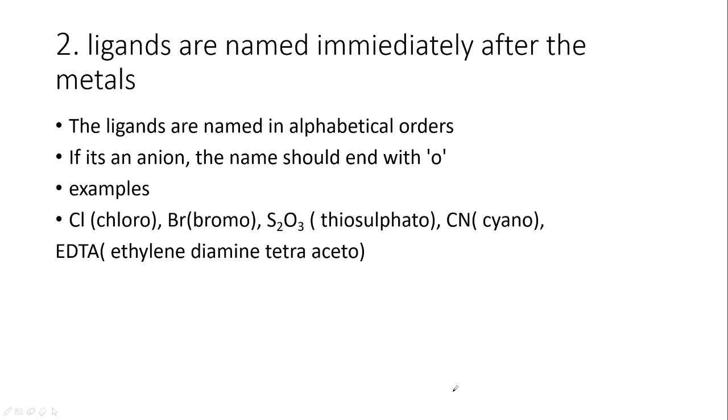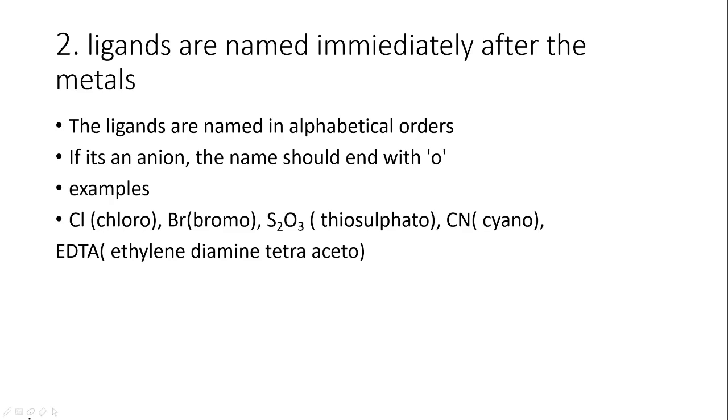Now, the second rule: ligands are named immediately after the metals. All these rules are important when you're naming your complexes, because if you miss a rule, you might end up making a big mistake and missing the name of your complex. Like I said, ligands are named immediately after the metals. The ligands are named in alphabetical order. If the ligand is an anion, the name should end with O.